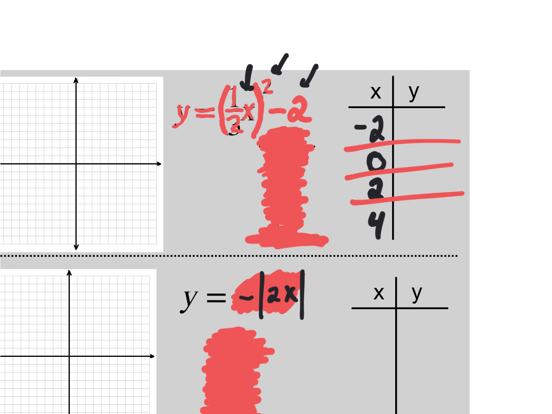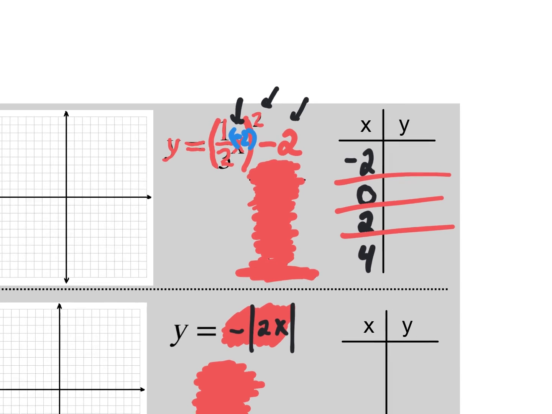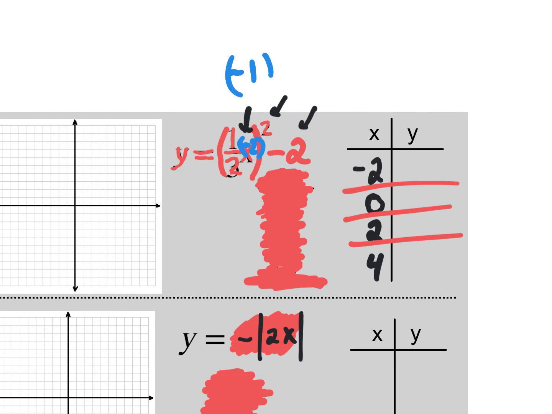All right, so when you put in -2, I have 1/2 of -2 is -1. I square the -1 and I get 1. Hope you get -1 squared would equal 1. And then I got to subtract 2 from it. Don't forget the ending. So I had -1 squared, which is 1. 1 minus 2 is -1.